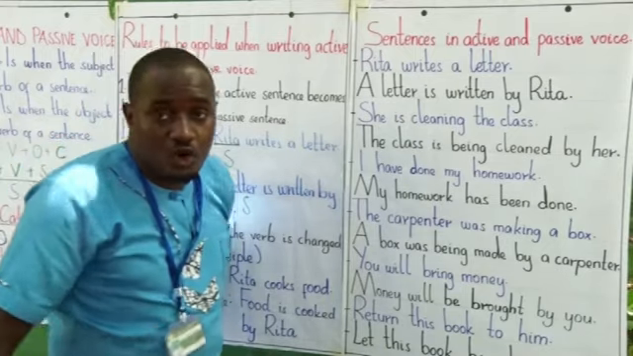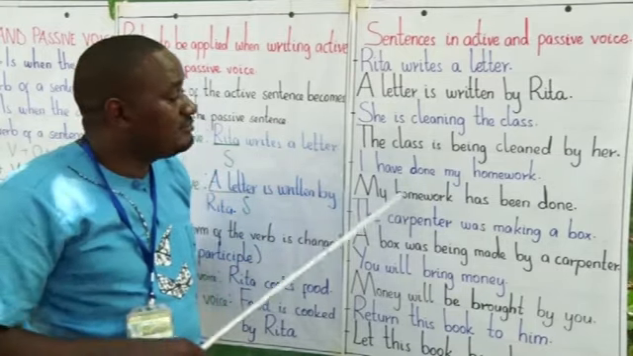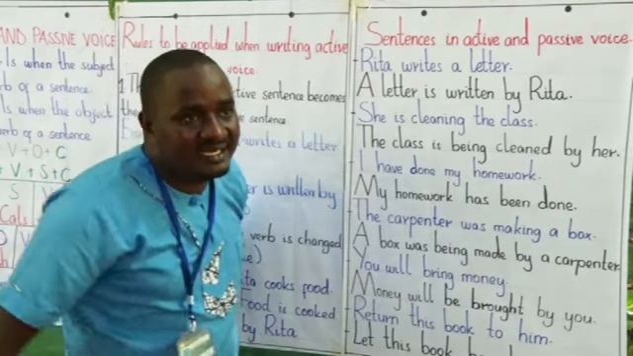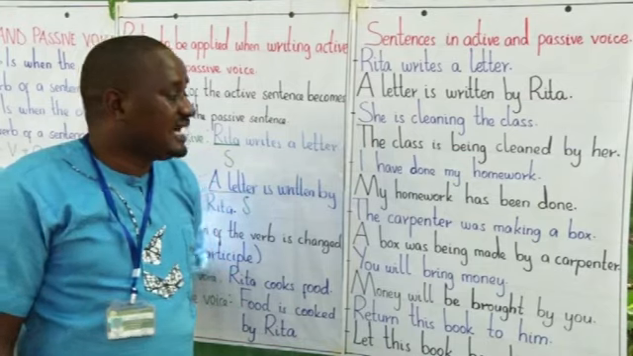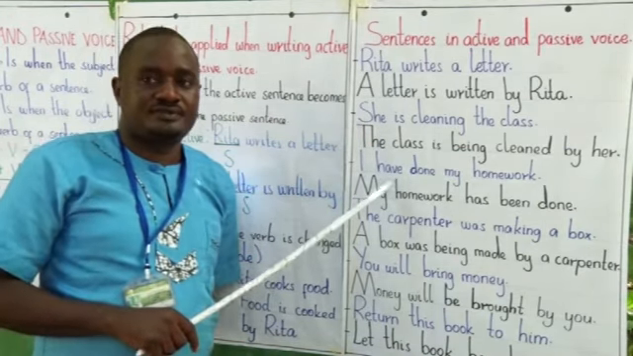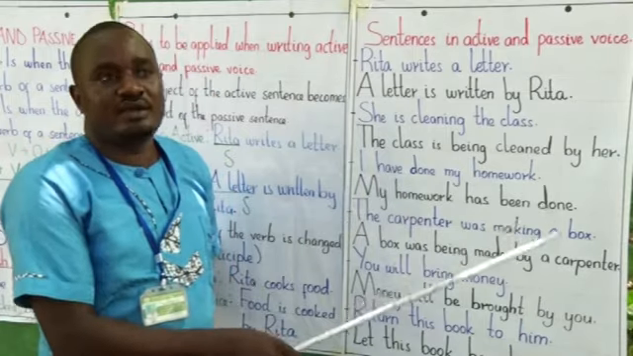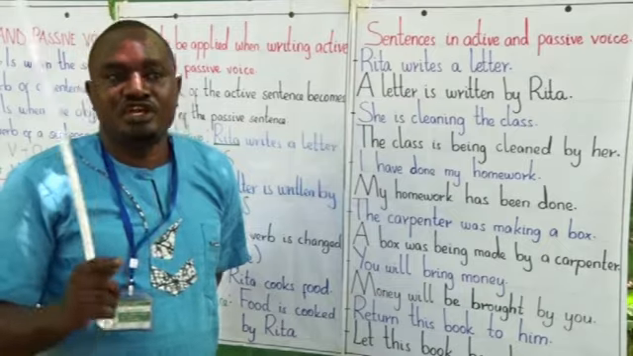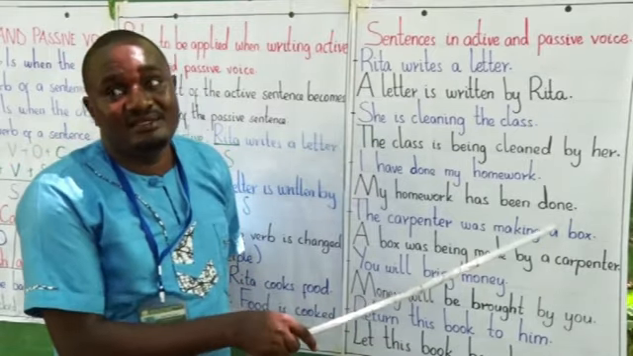I have done my homework. My homework has been done. In this sentence, most of you will be confused: I have done my homework, then you say, my homework has been done by me. No, we don't apply that element, by me.